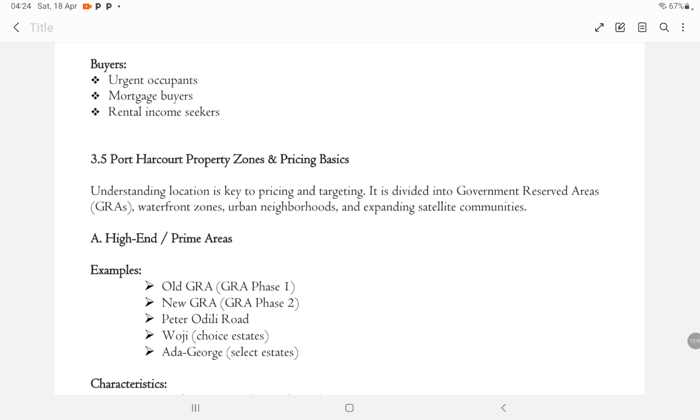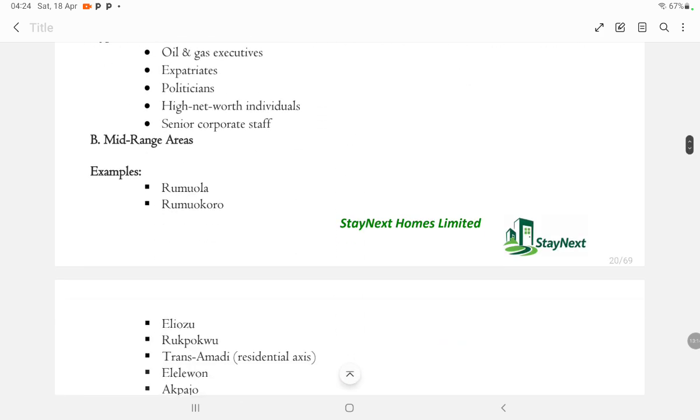Please go through the pages. Look at the Port Harcourt property zones and pricing basis in your manual. There are high-end areas, prime areas. When I say prime, I mean high-end, very expensive areas in Port Harcourt, in Lagos, in Abuja. You can just go through them; no need to waste much time on it.